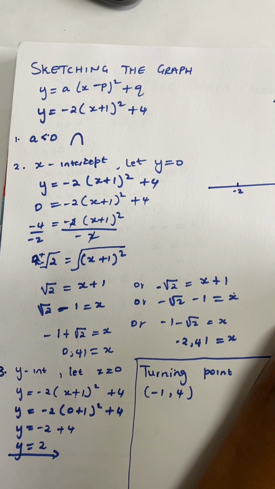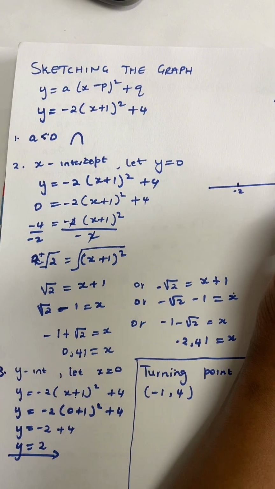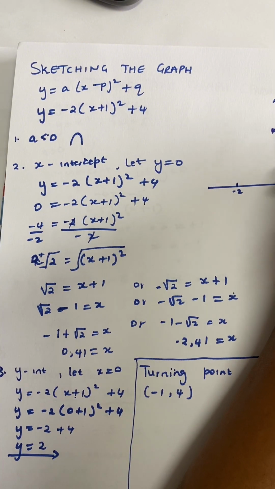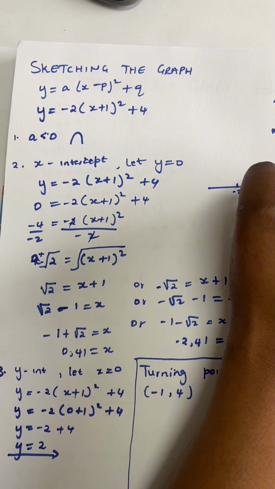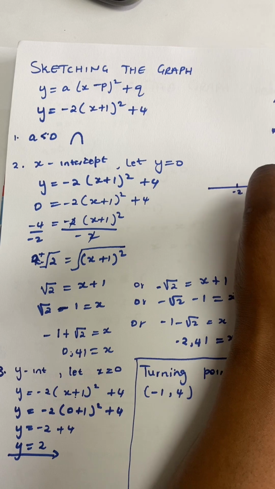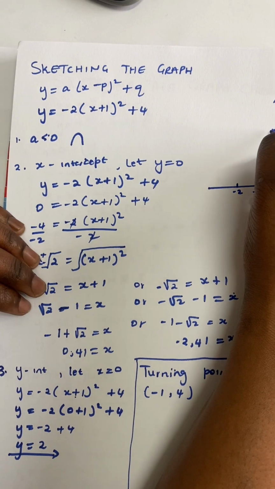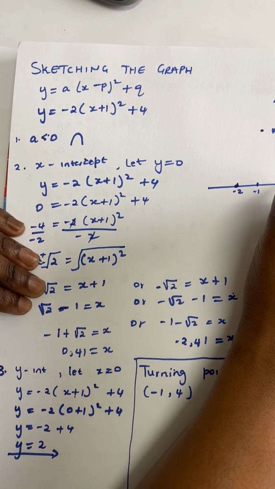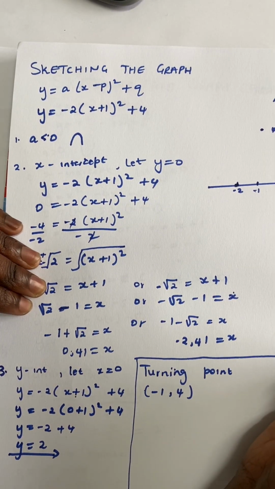All right, and then what about the turning point? So your y value for the turning point is 4. I'm gonna assume that 4 is here, and then I'm gonna assume that negative 1 is here, right? So they will meet here. Okay, so this is your first point, second point, and then you join the points.